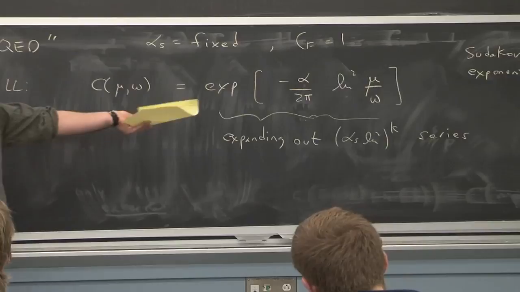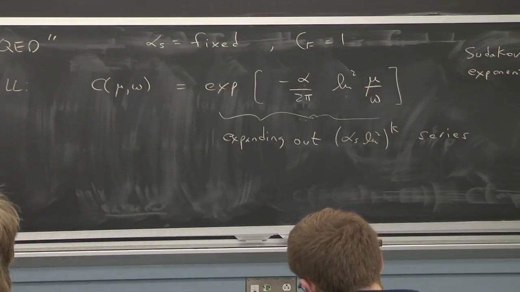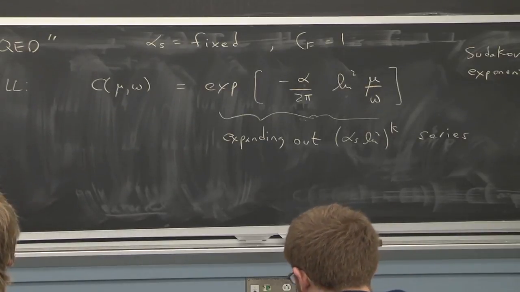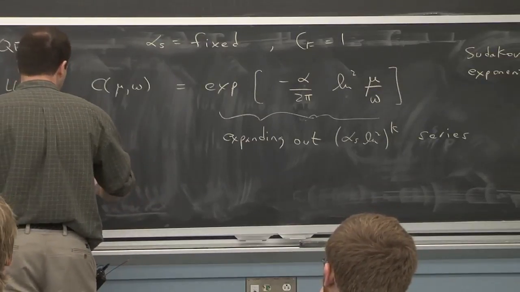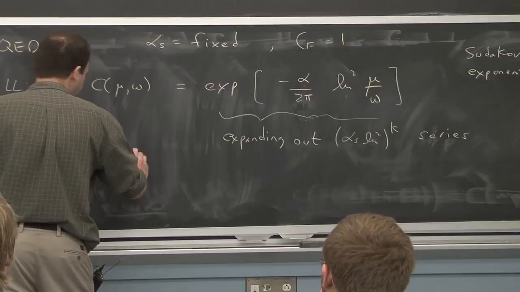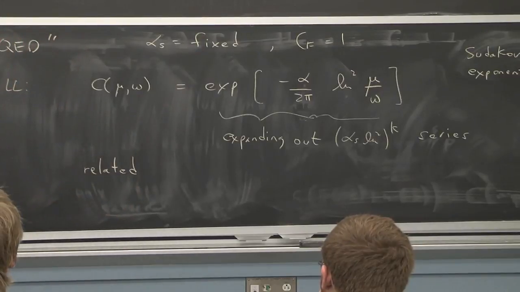So why did we get something like this? Physically, the reason that we got this Sudakov exponential or Sudakov form factor is related to the fact that the whole theory that we've developed put restrictions on radiation.